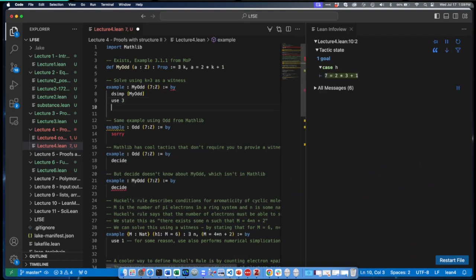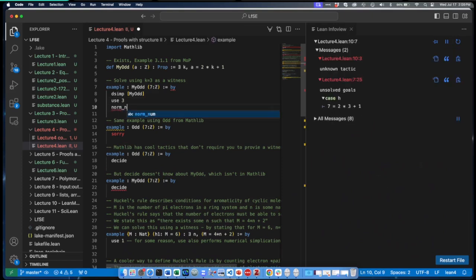Okay, and now I can close this goal because now I have a goal of the form 7 is equal to 2 times 3 plus 1. And we know that we can close those kinds of numerical things with norm num, and now we have no goals.